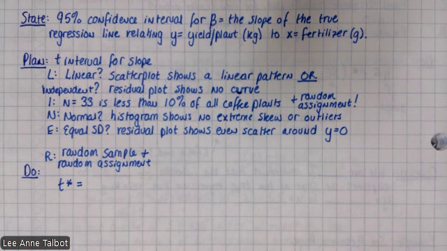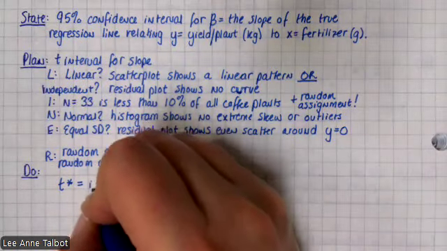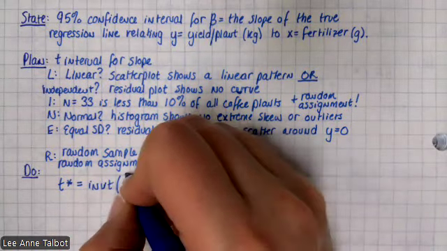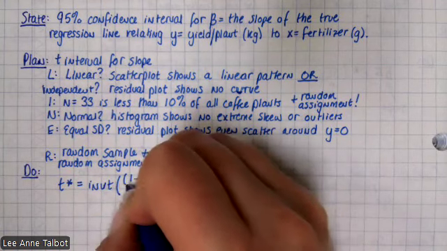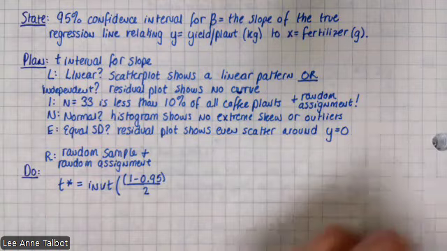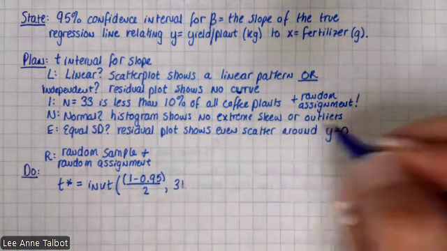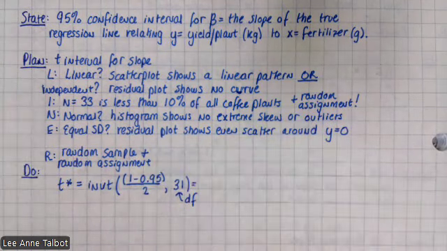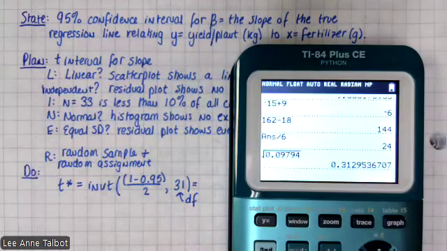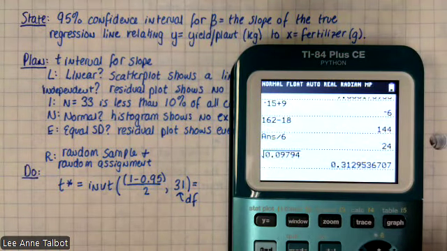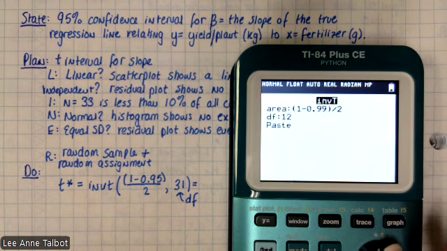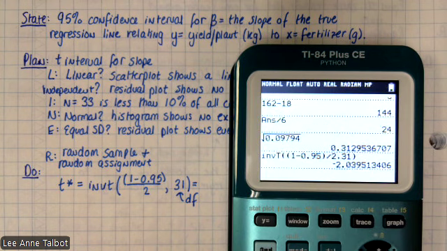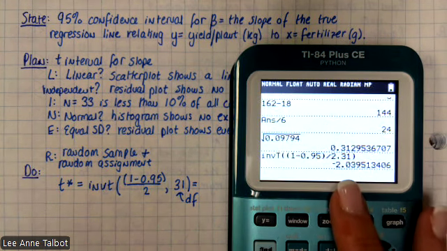Okay. t star equals inverse t of 1 minus 0.95 over 2. What's the degrees of freedom in this problem? 31. Remember, it's n minus 2. New thing for today. Okay, make yourself do it with the parentheses and everything. We're so close. And it's always positive, just like the other ones, 2.04.